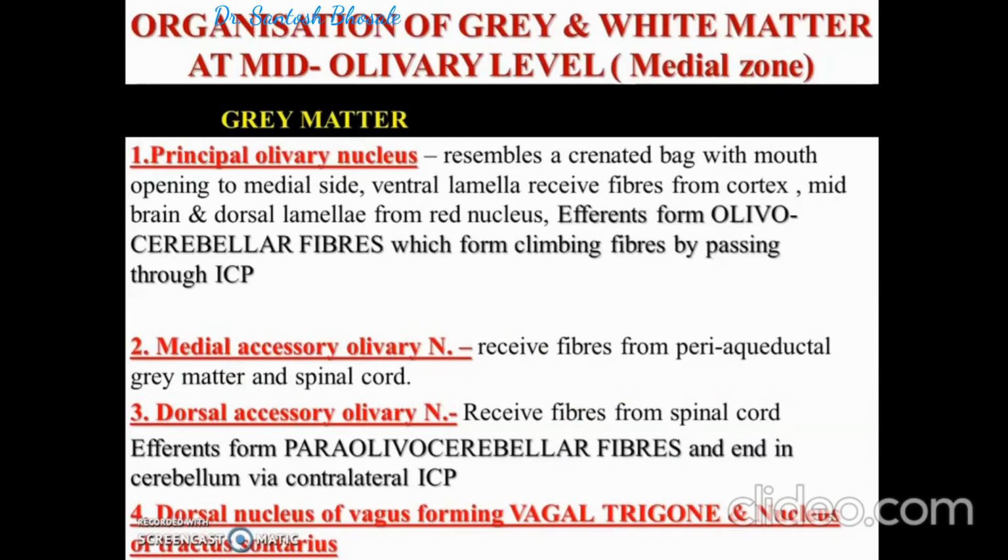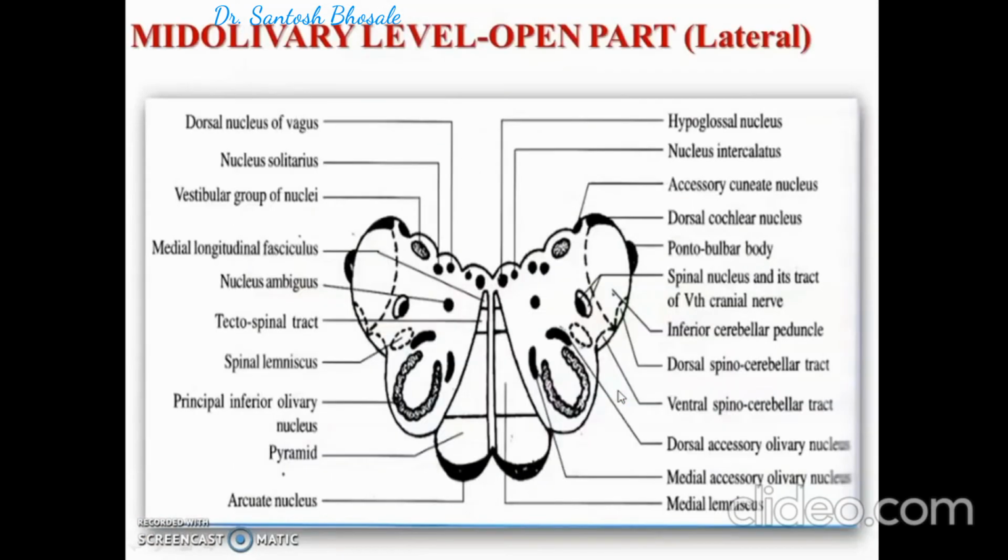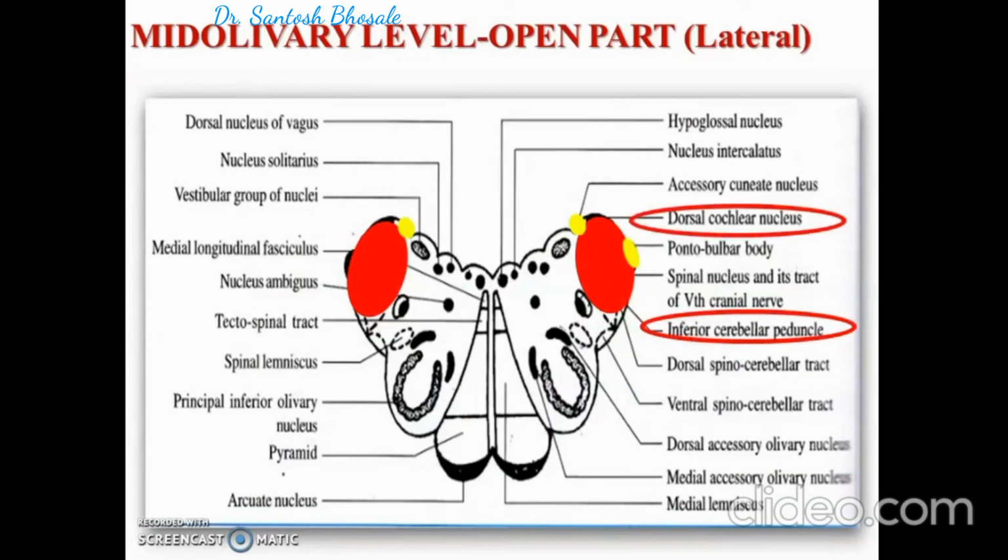The principal olivary nucleus resembles a purse or a folded bag with the mouth open to the medial side. The ventral lamella receives fibers from the cortex and midbrain, the dorsal lamella from the red nucleus, and it gives fibers as olivocerebellar fibers which form the climbing fibers of the cerebellum. Then you will see the medial and dorsal accessory olivary nuclei. They receive fibers from the periaqueductal gray matter and spinal cord and form the para-olivocerebellar fibers. And the lateral zone consists of the inferior cerebellar peduncle, and you will also see the dorsal and ventral cochlear nucleus, pontobulbar body.